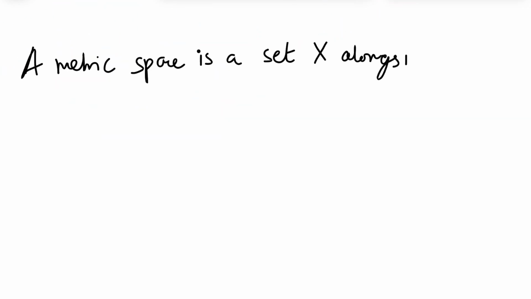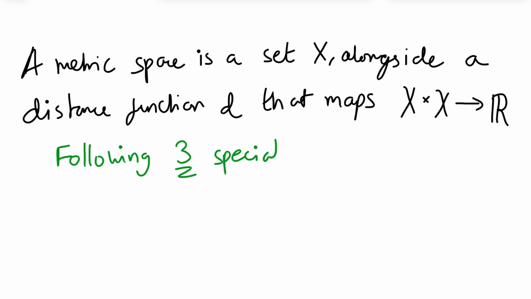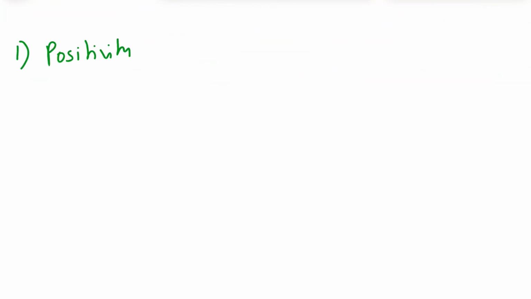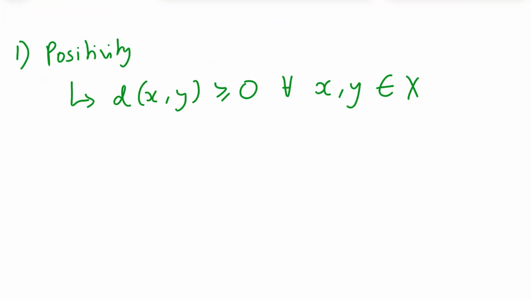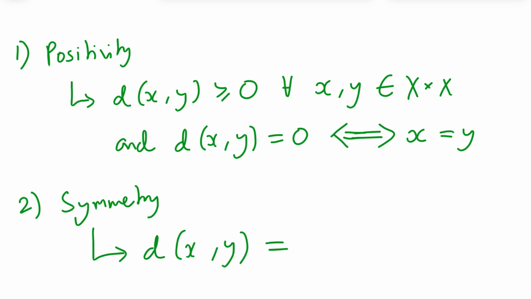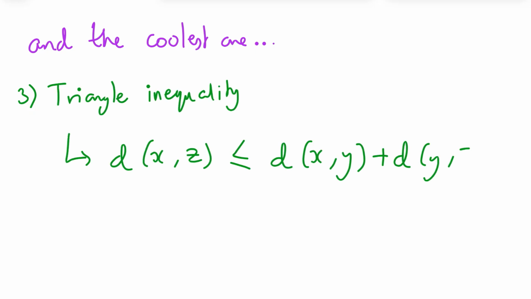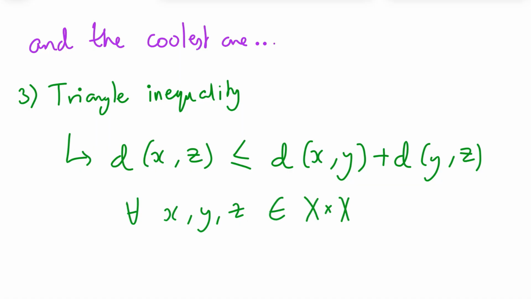A metric space is a set of elements x, along with a distance function d, such that the function d maps all possible pairs of elements of x to the reals, obeying the following three properties. Firstly, we have positivity, which means that all distances are non-negative, and the distance is 0 if and only if the 2 points are the same. Then we have symmetry, which just says that the distance from x to y is the same as the distance from y to x. And finally, and most interestingly I suppose, we have the triangle inequality, which says that the distance between x and z is less than or equal to the distance between x and y plus the distance between y and z.